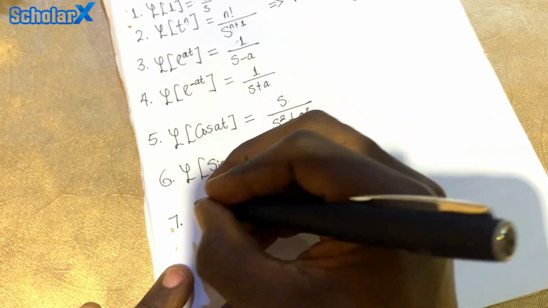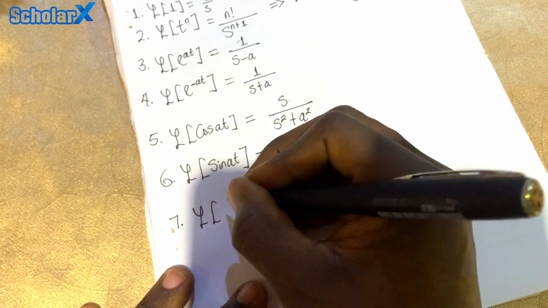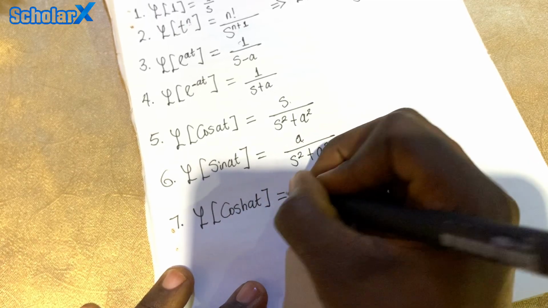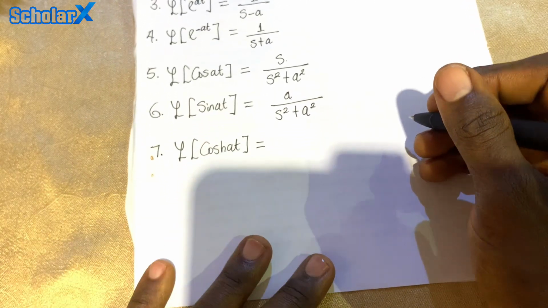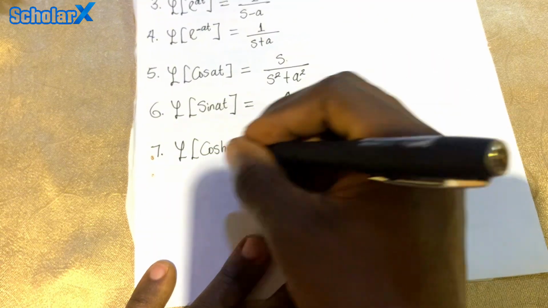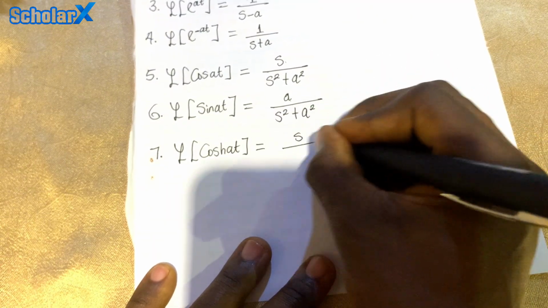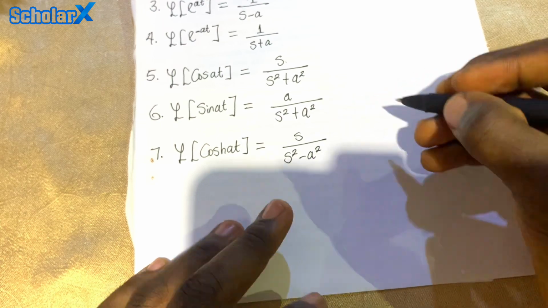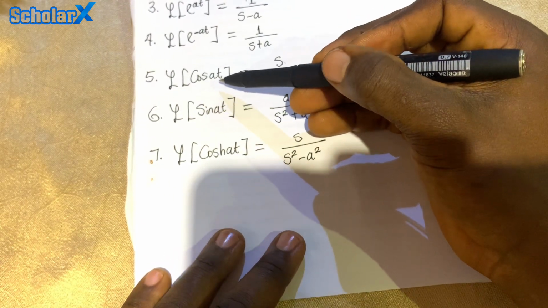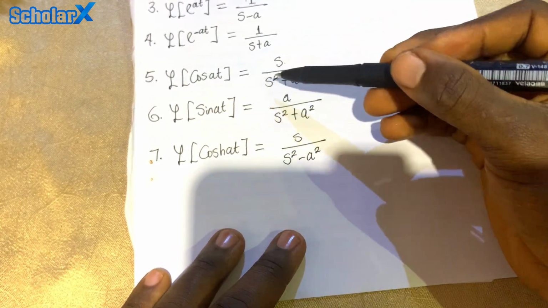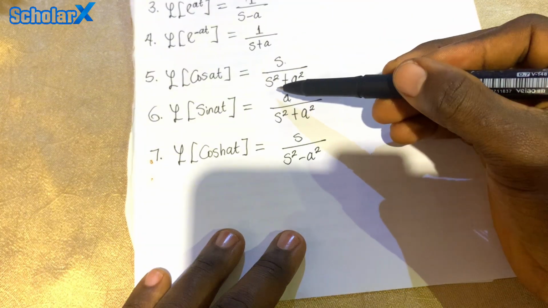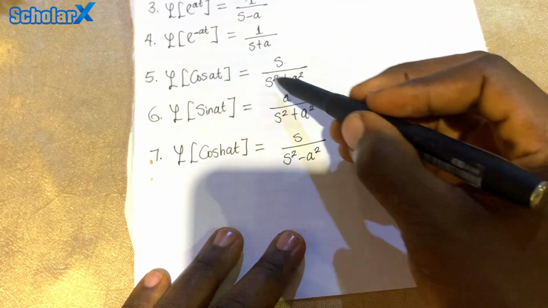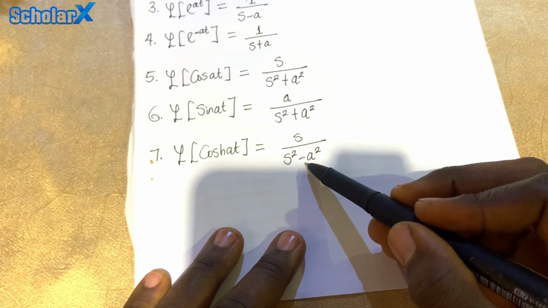Now let's look at the Laplace transform of cosh at. The Laplace transform of cosh at is going to be s over s squared minus a squared. Now the difference between normal cos and cosh is the negative. You can see that it both has s and s squared and a squared. But when it's cos at it's going to be plus, when it's cosh it's going to be minus.